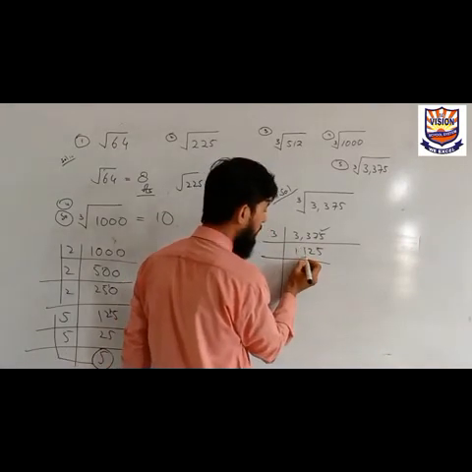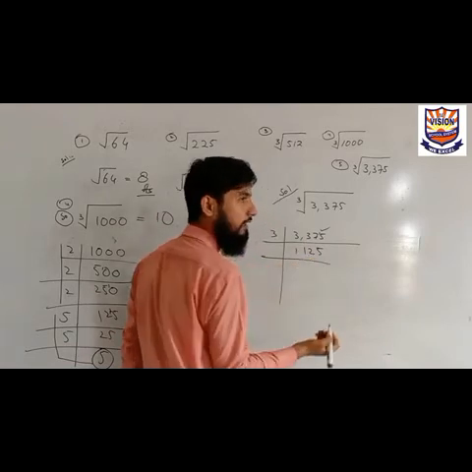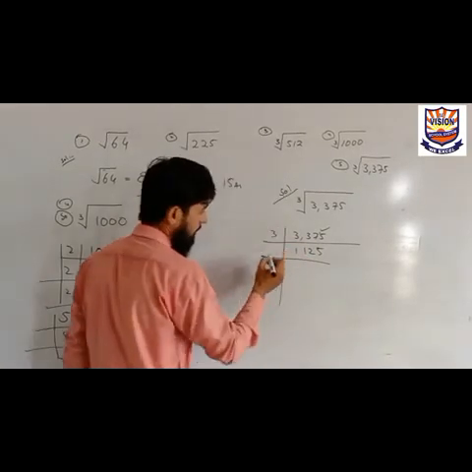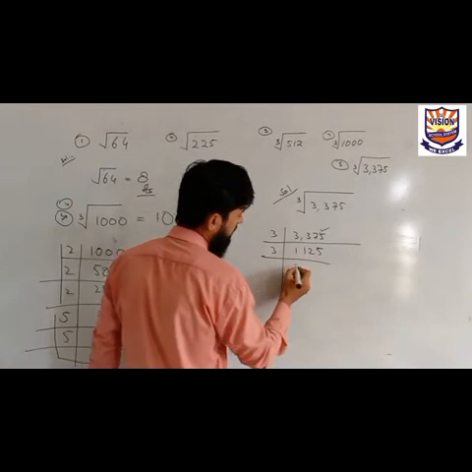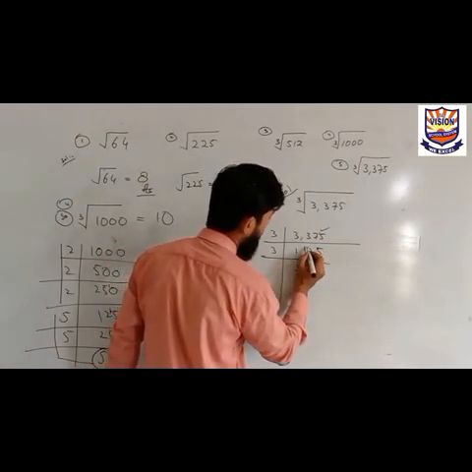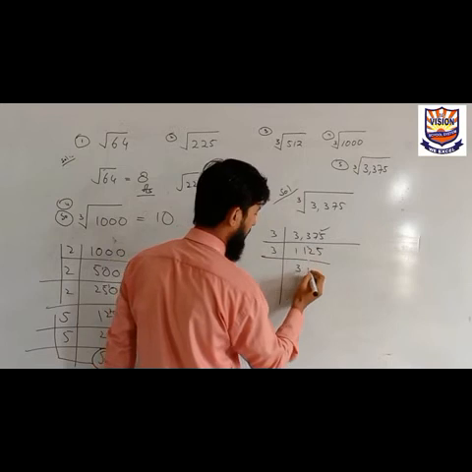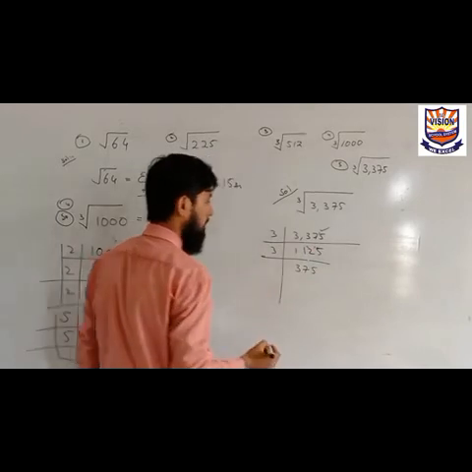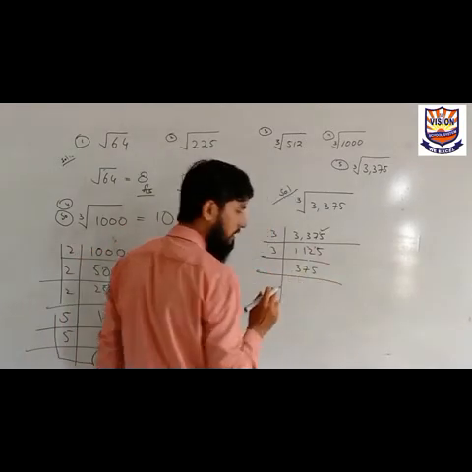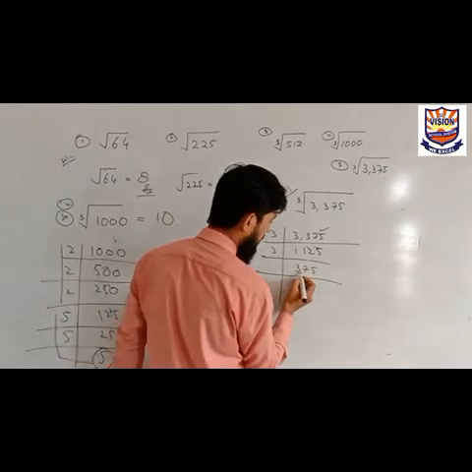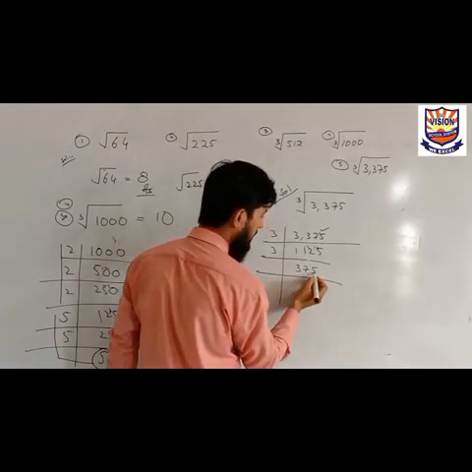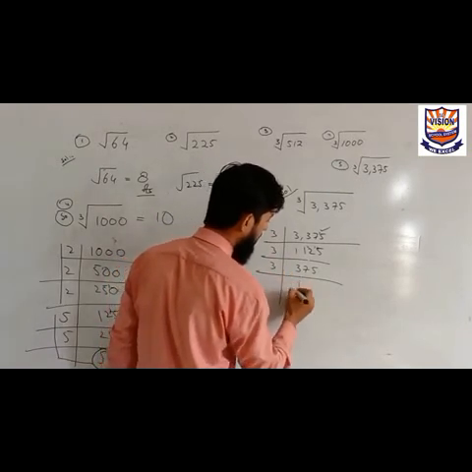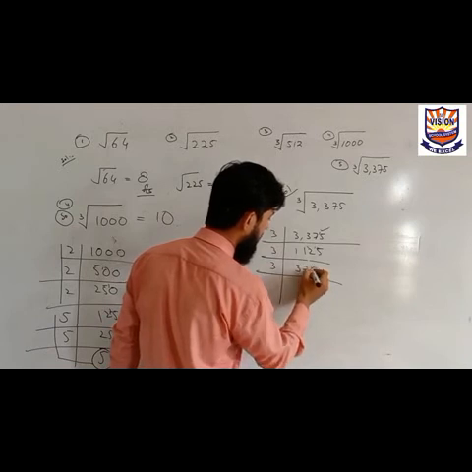Now we can also check whether the number we get is divisible by 3 or not. 1 plus 1 is 2, 2 plus 2 is 4, 4 plus 5 is 9. 9 is divisible by 3, so it means the whole number is divisible by 3. Now 3 3s are 9, 2 is remaining, this will become 22, and 3 7s are 21, this will become 15. 3 5s are 15. Now we will check whether this number is divisible by 3 or not. 3 plus 7 is 10, 10 plus 5 is 15.